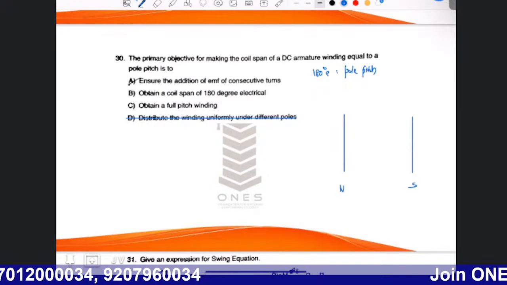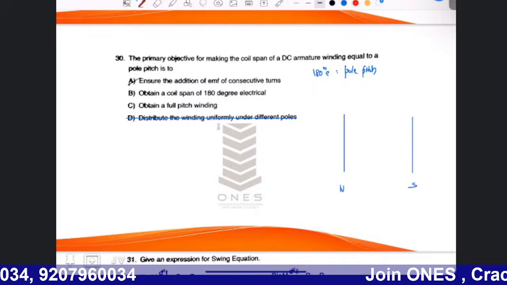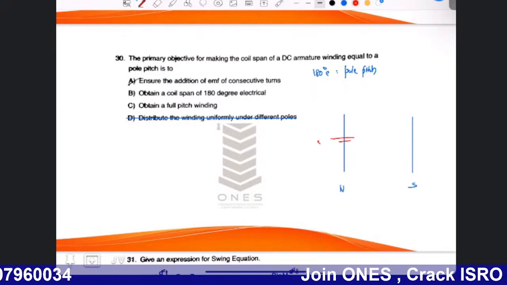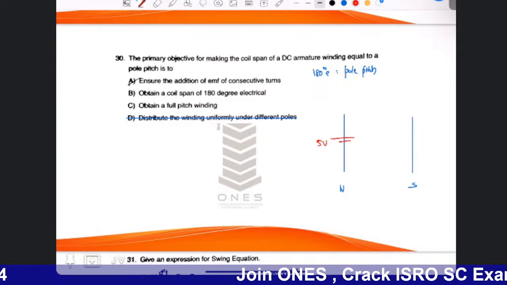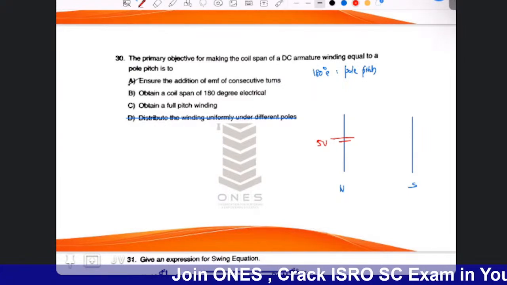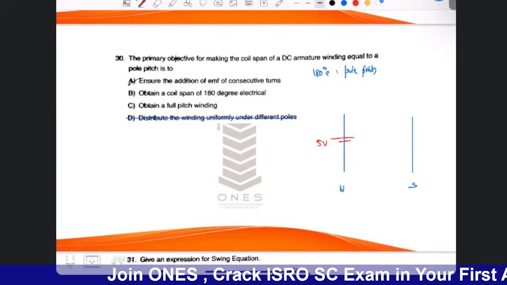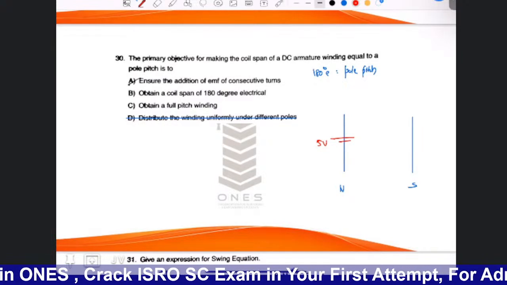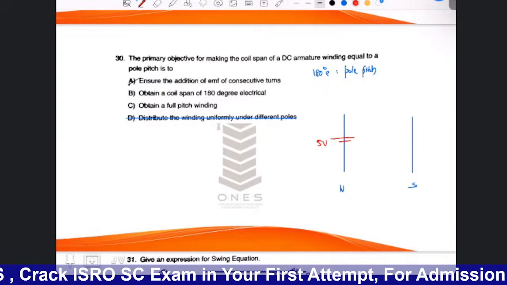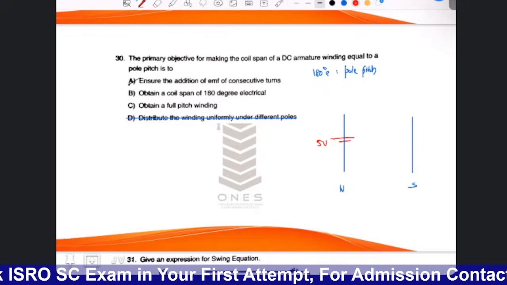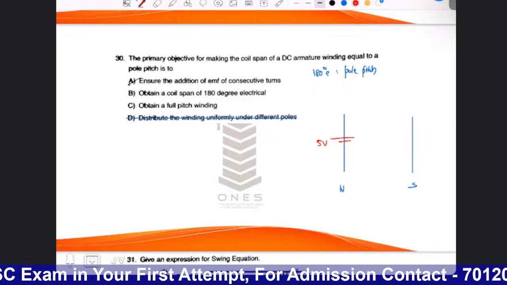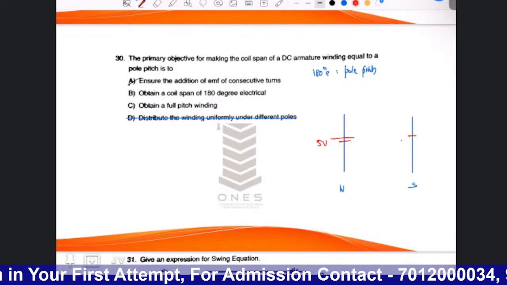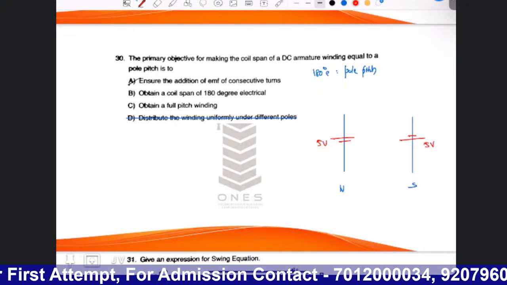ഇത് നോർത്ത് പോൾ, ഇത് സൗത്ത് പോൾ ആണെങ്കിൽ നോർത്ത് പോളില് assume there is 5 volt. ഓക്കെ, അപ്പോ നമ്മൾ exactly 180 ഡിഗ്രീന്റെ ശേഷം, അല്ലെങ്കിൽ exactly ഒരു പോൾ പിച്ചിന് ശേഷം സൗത്ത് പോൾ വെക്കുകയാണെങ്കിൽ, the voltage in the south pole will be how much? It will be -5 volt. ഓക്കെ, അതായത് മൈനസ് പ്ലസ്, it will be -5 volt.